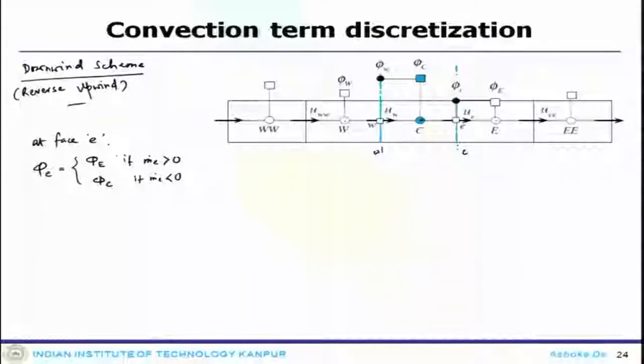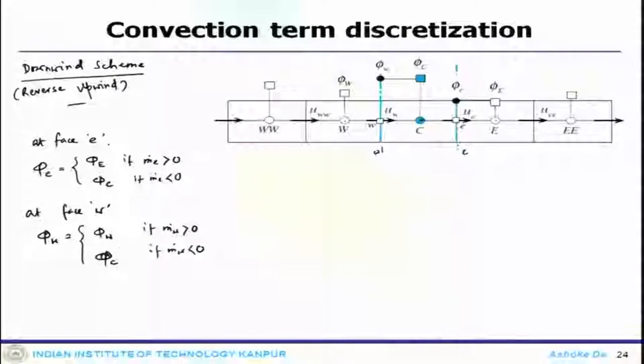In the conventional upwind scheme, what was there? If the mass flow rate is greater than 0, the face value is assigned phi C, and if the mass flow rate is less than 0, the face value is assigned phi E. Now similarly, at face w, phi w equals phi W if m dot w is greater than 0, and if m dot w is less than 0, it is assigned phi C. So, again this is flipped as compared to the conventional upwind scheme.